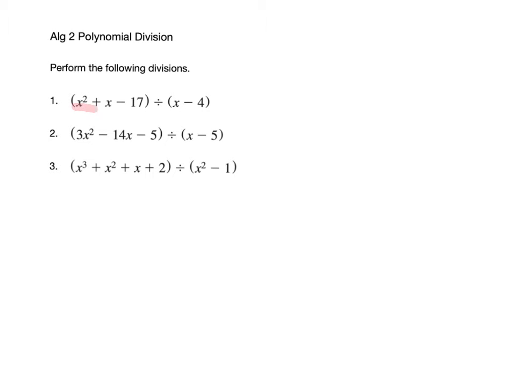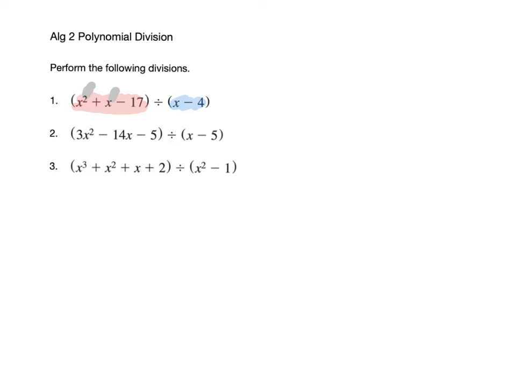Okay, so we've got x squared plus x minus 17, a polynomial. Remember, exponents all have to be whole numbers. In this case, a whole number of 2, and then a whole number of 1, and then it'd be like 17 times x to the 0 power, and 0 is a whole number. And we're dividing that by x minus 4. So let's set this up just like long division.